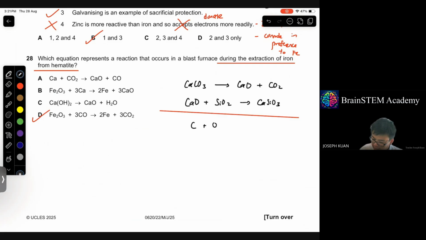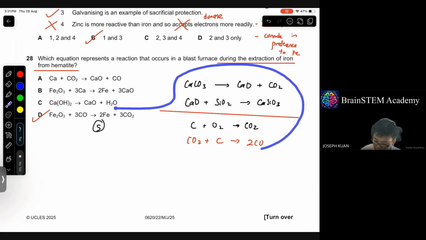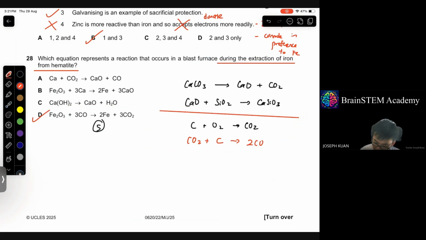coke is added so that it provides energy as well as produces carbon monoxide via a 2-step process. So this carbon monoxide is a strong reducing agent which helps us to reduce iron back to its elemental state. So these are the 5 equations we must know for the blast furnace, and the others are invalid. They don't occur in the blast furnace.